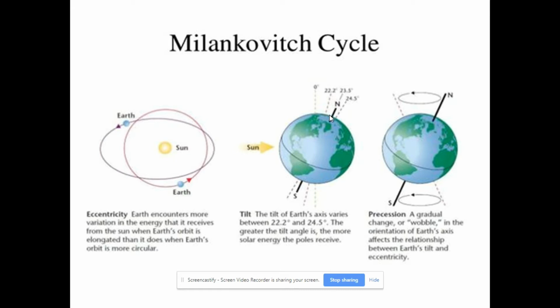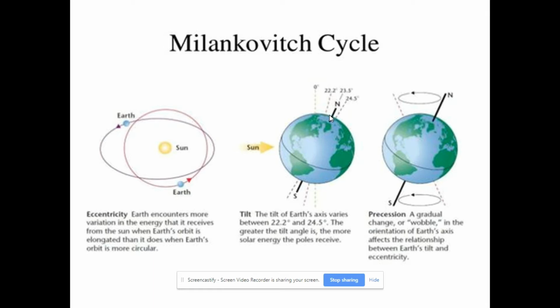So this is a little summation of the three major components of the Milankovitch cycle. Okay? Eccentricity: Earth encounters more variation in the energy that it receives from the sun when the Earth's orbit is elongated than it does when it's more circular. And you can see, when you're out here, you're going to get less energy than when you're like here or here. Whereas if you're more on a circular orbit, you're going to pretty much receive about average equal energy. This is showing the tilt of the axis, between 22 and 24.5 degrees or so.